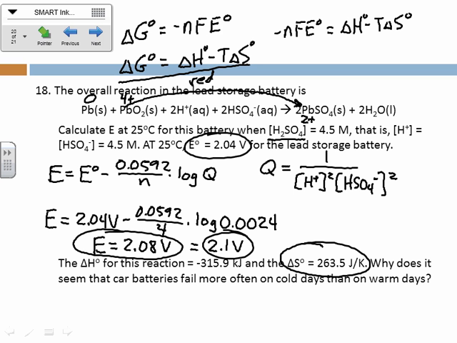So on a cold day, the reaction is less spontaneous than it would be on a warm day. If that's the case, that's going to cause the voltage to go down a little bit, okay? And so that's why on a cold day, your battery will fail more often than on a warm day, okay? Right, it makes a less spontaneous reaction.